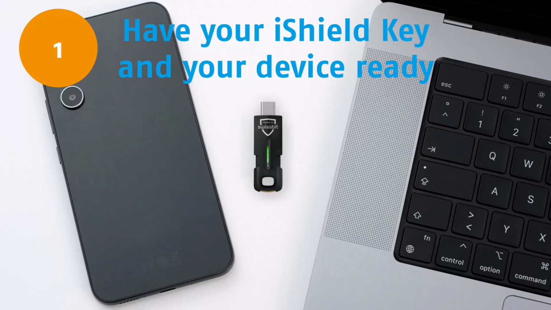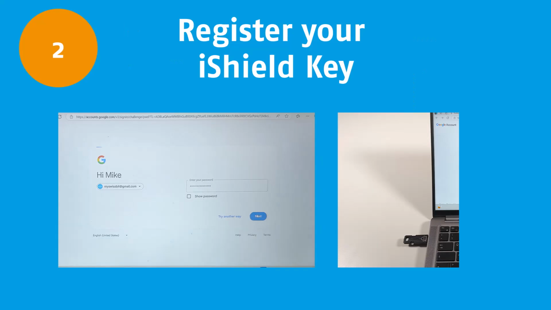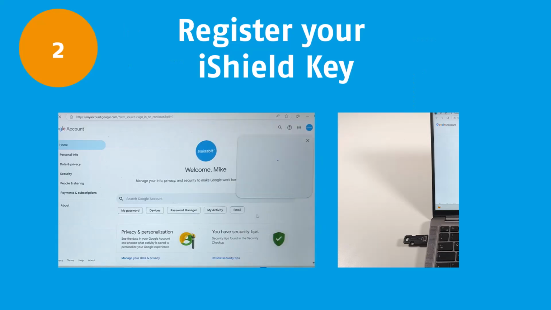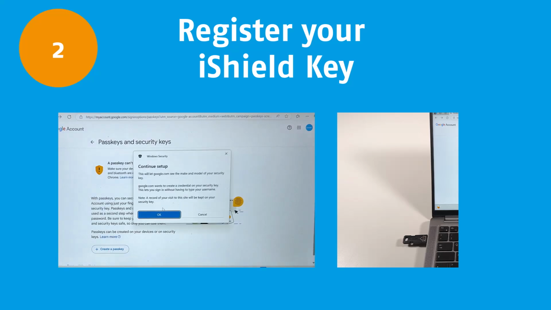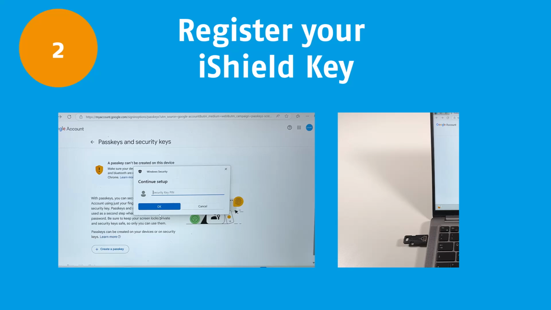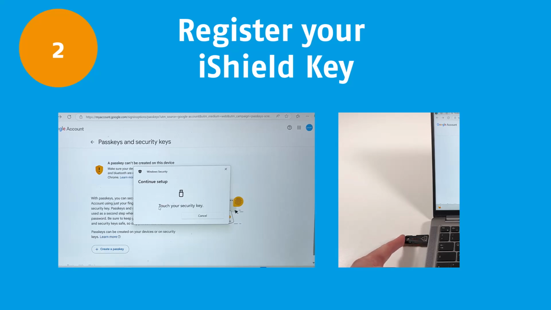Most services require registration via a PC or Mac, even if they support mobile authentication. Step 2. Register your iShield key with the services or the accounts that you would like to protect. You will need to register your iShield key individually with each service. The setup process is determined by the service provider, and setup instructions may vary from service to service.